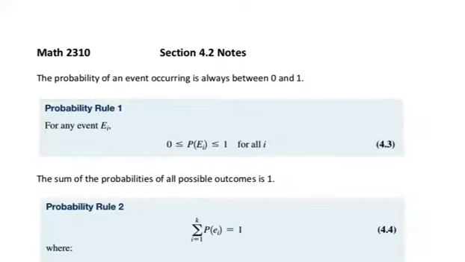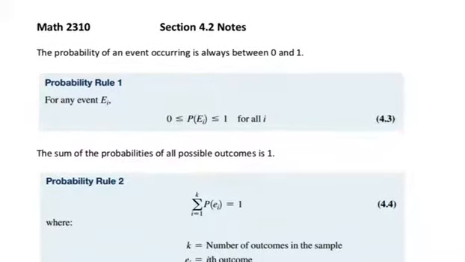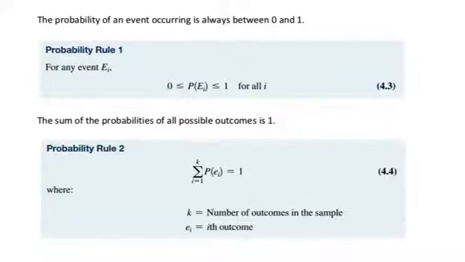In this video for section 4.2, we're going to start talking about some probability rules. Our first rule is one that we've already seen, and that's that the probability of any event occurring is always between 0 and 1. The probability is 0 if it definitely will not occur, and the probability is 1 if it definitely will occur. Our second probability rule is that the sum of the probabilities of all possible outcomes is 1.